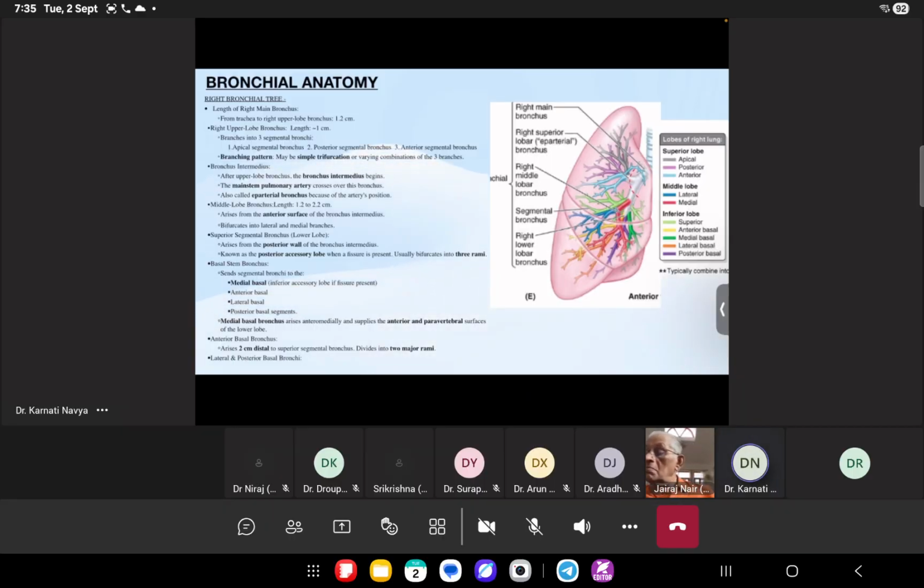The branching pattern may be a simple trifurcation or it may vary in combinations of 3 branches. And next is the bronchus intermediate. After the upper lobe bronchus, the bronchus intermediate begins, and the main pulmonary artery crosses over this bronchus. And this is called the eparterial bronchus because of its artery's position.